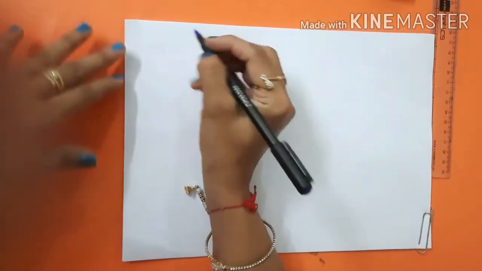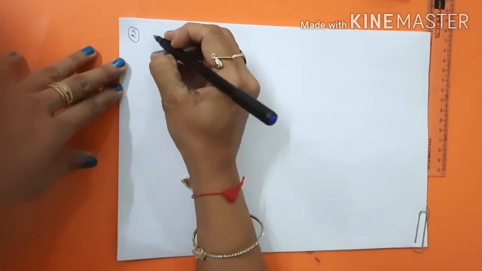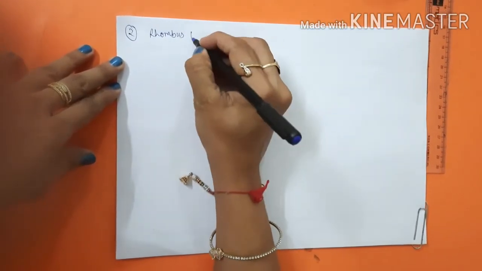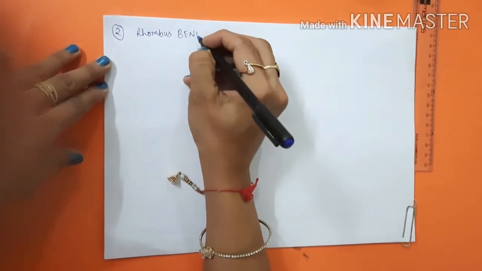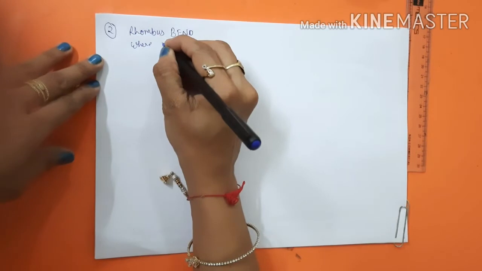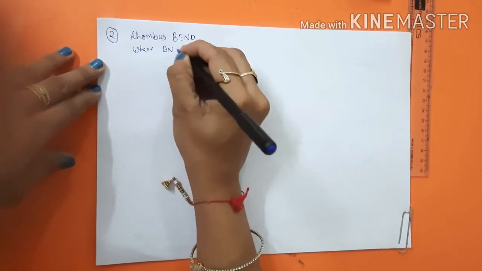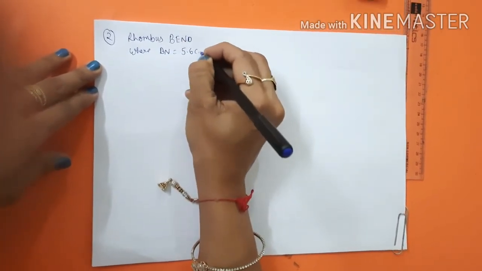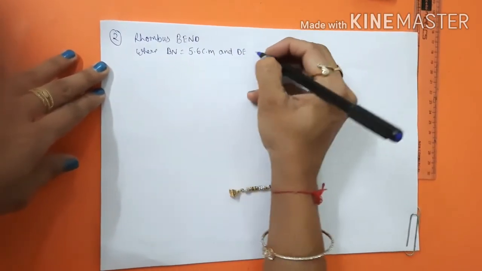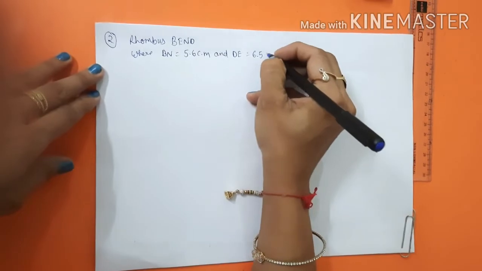Okay students, next construction is rhombus. We have to construct rhombus BEND, where BN is given 5.6 centimeter and DE is given 6.5 centimeter.